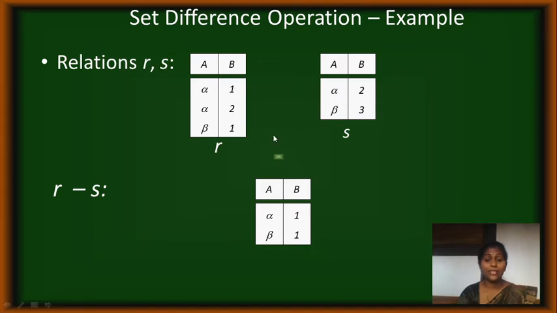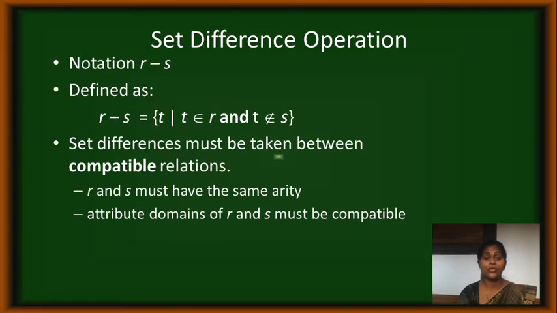If you do S minus R, then your result will be beta 3, because alpha 2 already exists in R, so it does not appear. Only beta 3 is the result in the set difference. How do we denote R minus S? It is the tuples selected in such a way that the tuple belongs to the relation R and does not belong to S. Only those that belong to R, we retrieve as R minus S.